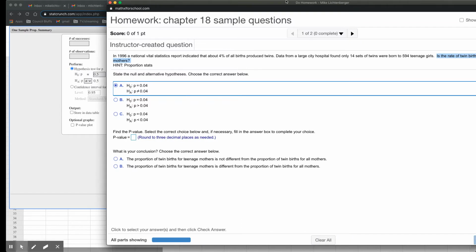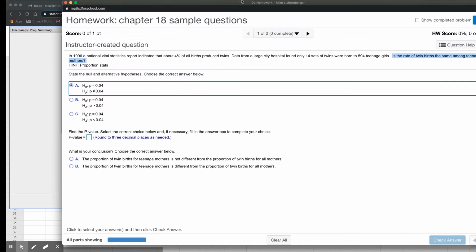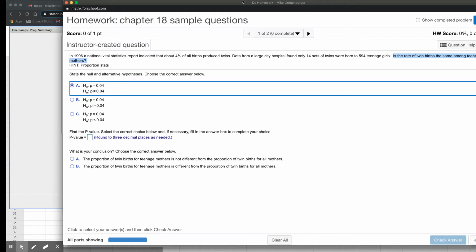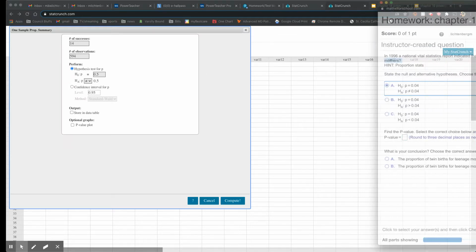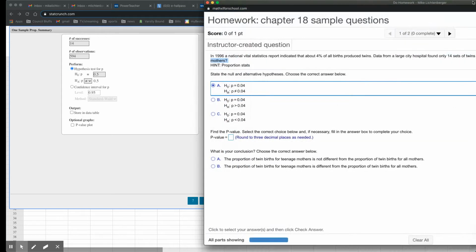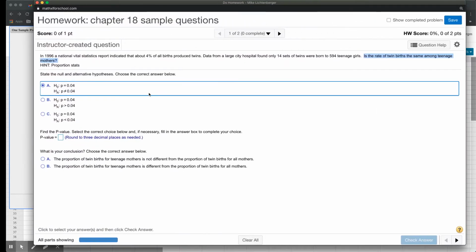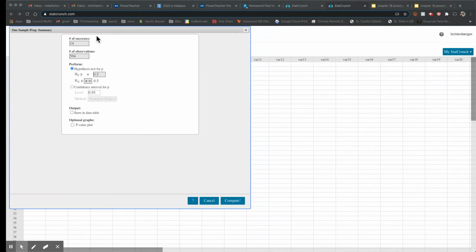So let's take a look here. Data from a large city hospital found only 14 sets of twins were born to 594 teenage girls. So 14 out of 594. Okay, and we're going to go to a hypothesis test. And then in the next box, we're going to look at the percentage. The percentage was 4%.